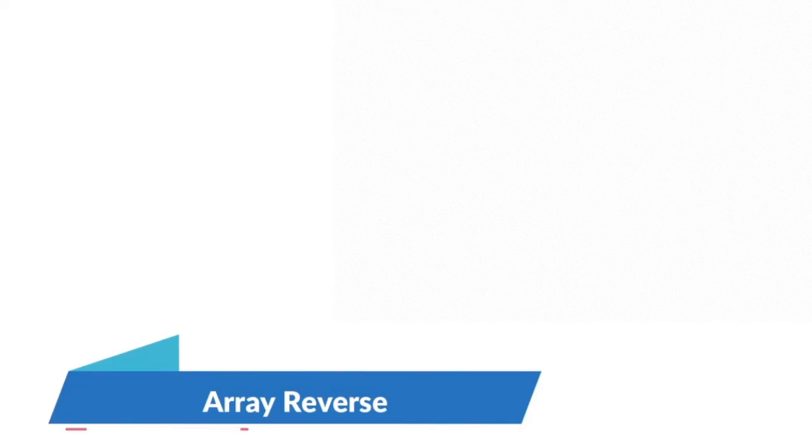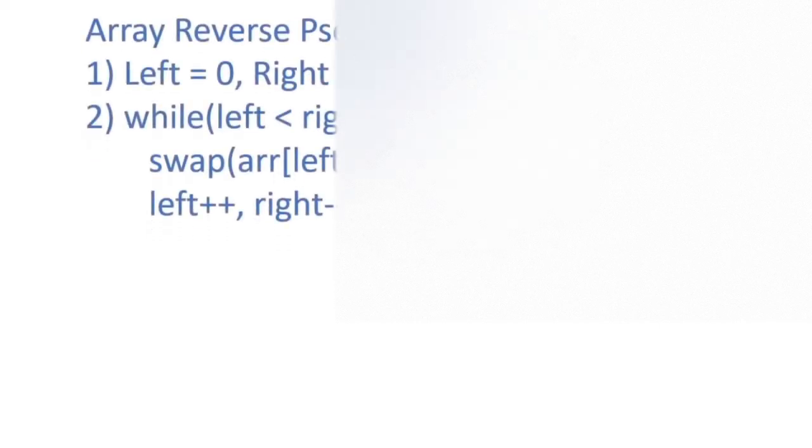The fourth operation we are going to see is reverse of an array. We can simply print the reverse of an array by using a simple for loop. But if you wish to make changes in the actual arrangement of the array, then we have to use some algorithm. Here is the pseudocode of the algorithm.